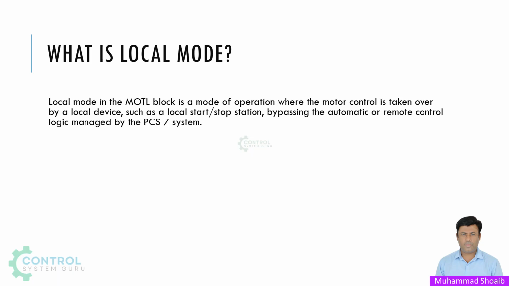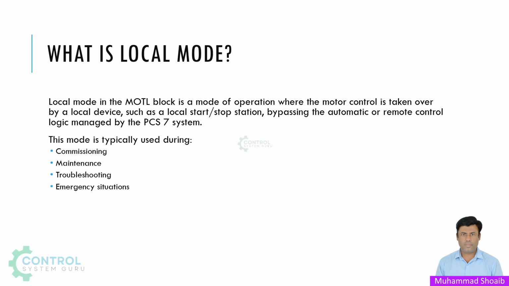The local mode in the motor large block is a mode of operation where the motor control is taken over by the local devices, such as a local start or stop station, bypassing the automatic logic or remote control logic managed by the PCS7 system. This mode is typically used during commissioning, maintenance, troubleshooting, or emergency situations.